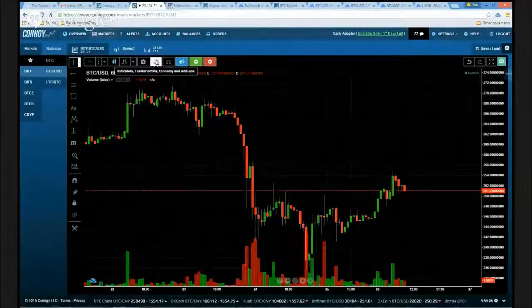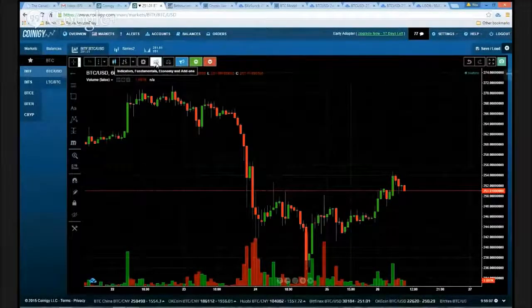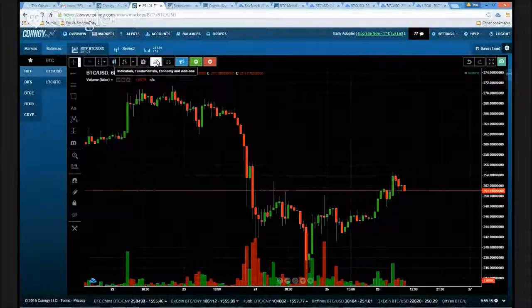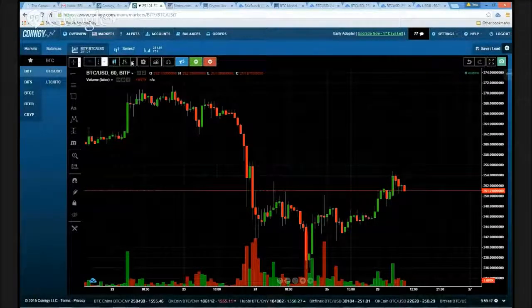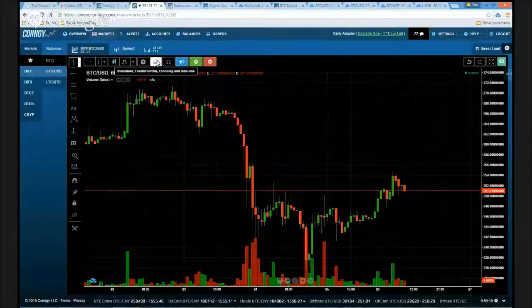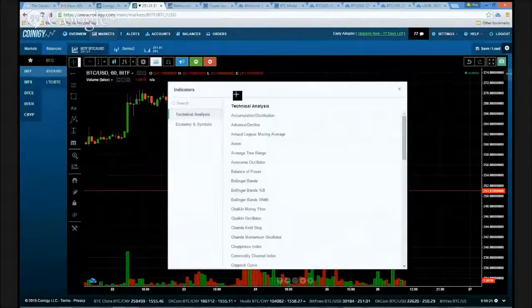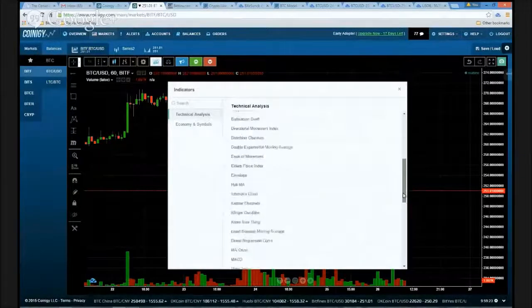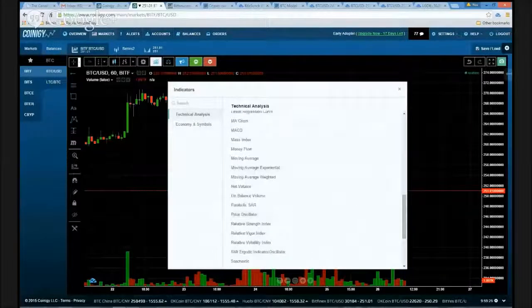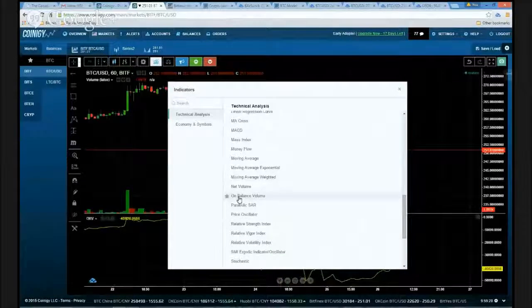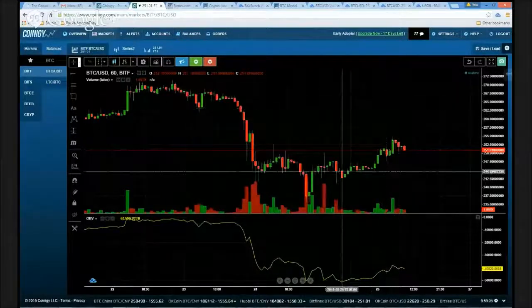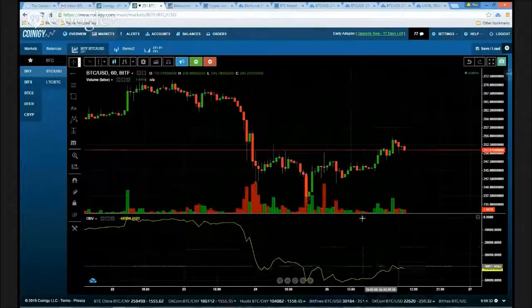Specifically, though, we're going to look at one particular indicator that I like to use when I'm studying volume, and it's called the on-balance volume indicator. Very simple. My mouse is up in the indicator panel. We're just going to select indicators, then scroll down, and you'll notice that on-balance volume is in the defaults here.